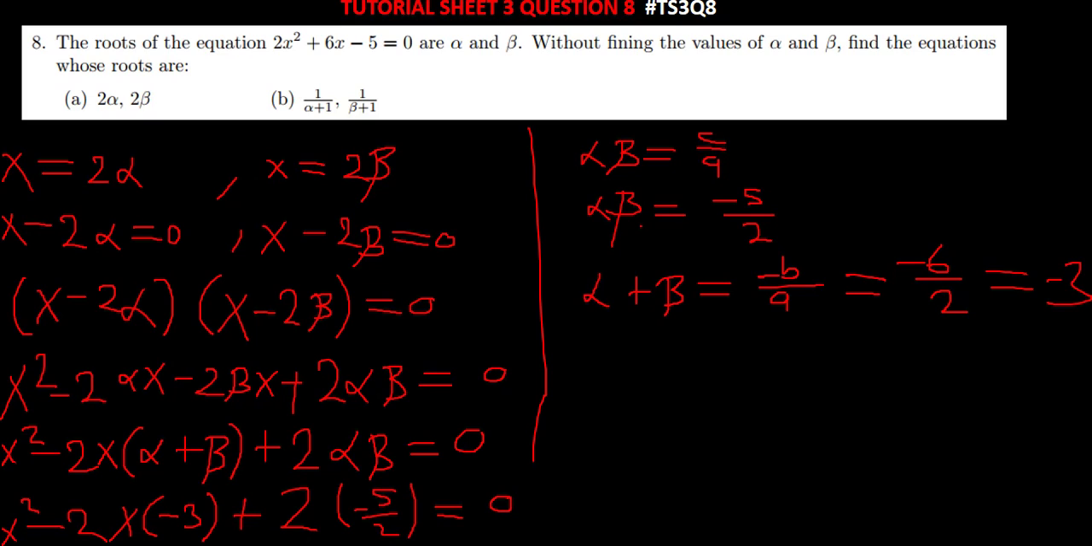So let's quickly move on to the next question, which is B. So B is saying 1 over alpha plus 1 and 1 over beta plus 1. So B is just as simple as A. You also follow the same steps that I've shown you in the first part. So let's quickly move on to B.